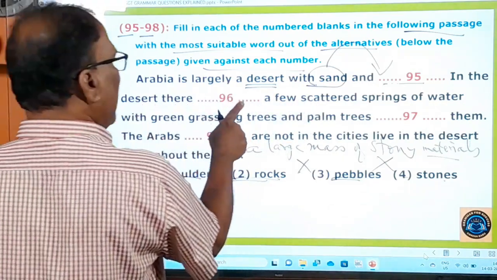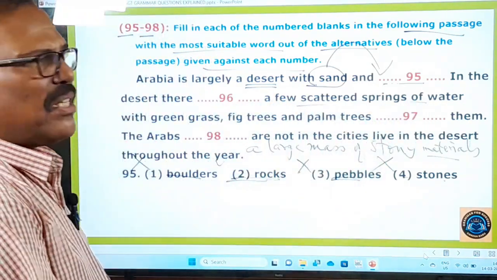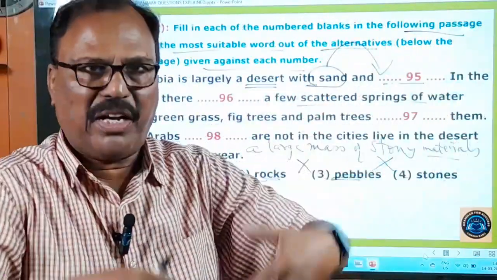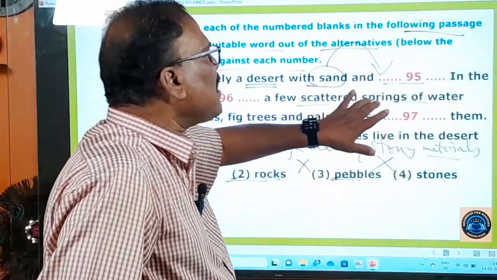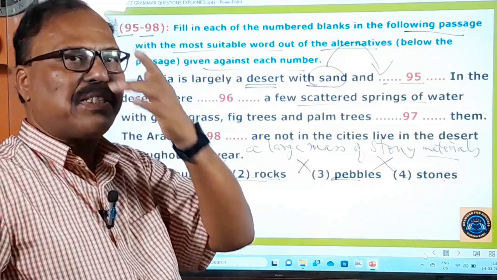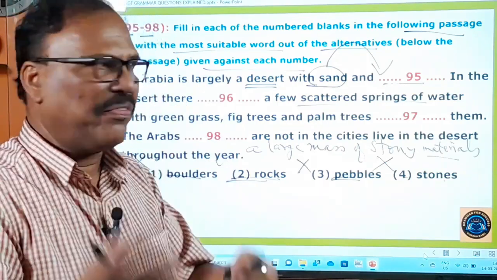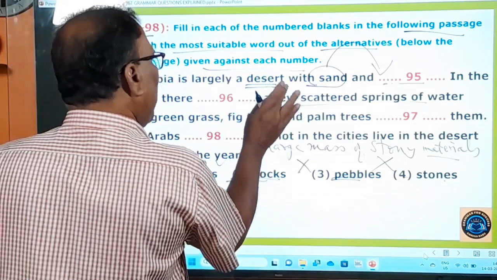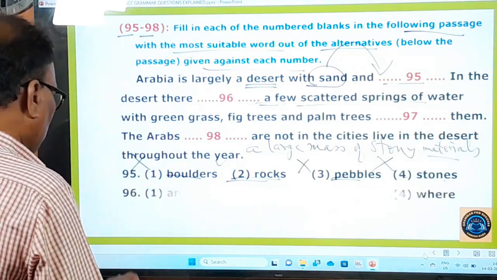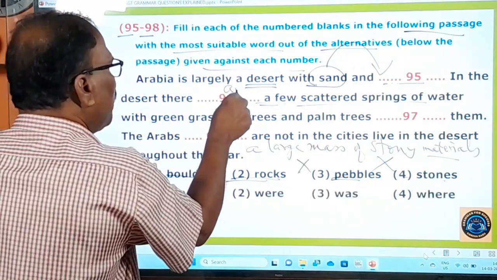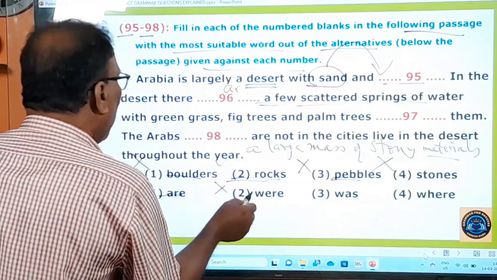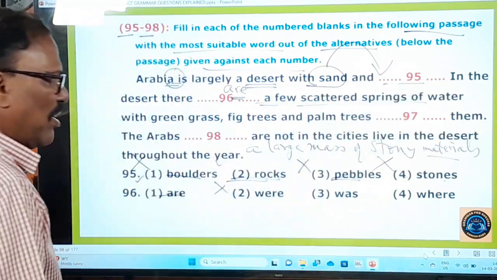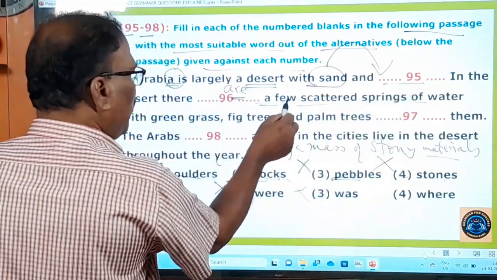"In the desert there dash a few scattered springs of water." Scattered means spread here and there, not all at one place. You can find springs of water here and there in the desert, and they are called oasis, you know very well. And here, "there dash a few." A few indicates more than one. That's why here you have to use what? Let us see that. Are must be used, the very first one. Were you should not use, because the passage is not in the past tense. There are a few scattered springs of water. You cannot use was, "There was a few," because a few is plural.